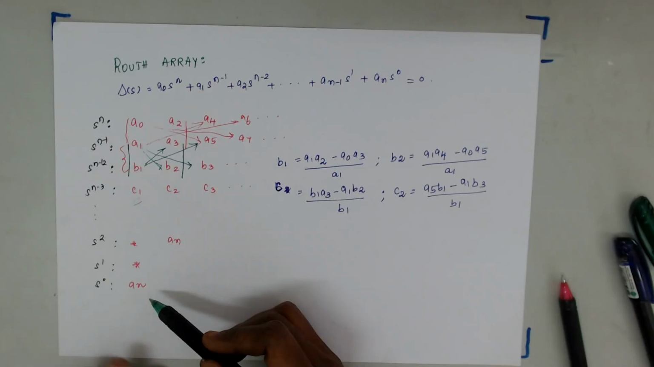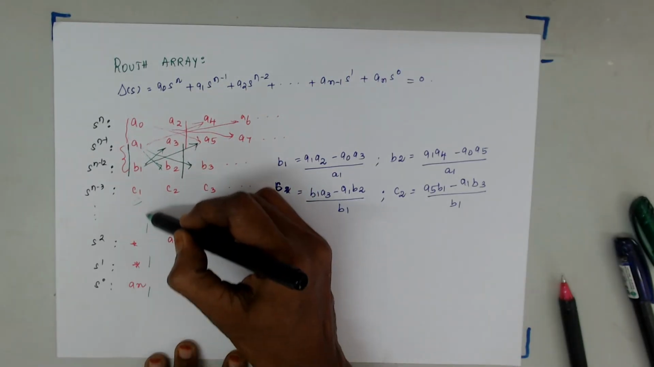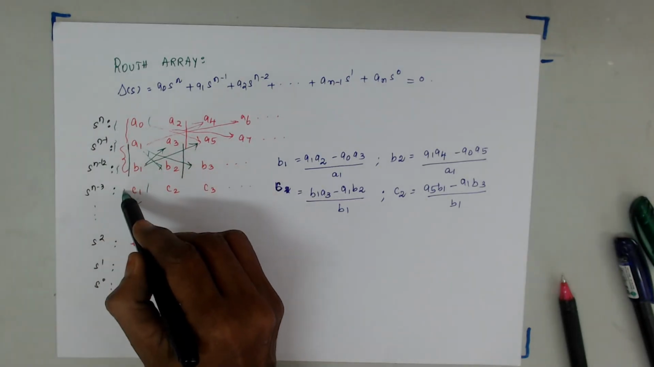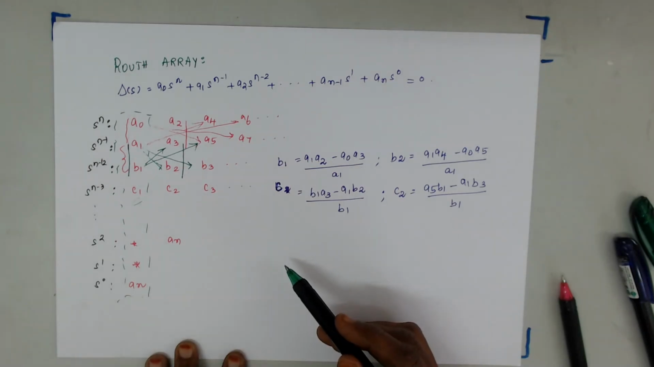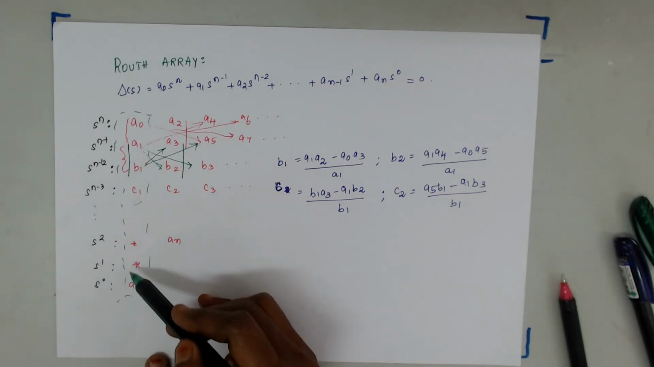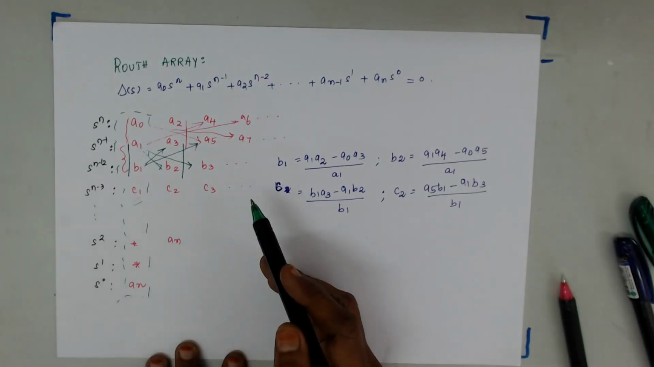Then after the construction of the Routh array, analyze the first column of the Routh array. So this is the first column of the Routh array. By analyzing this first column, we can check for the coefficients' sign. If all the coefficients are positive, as we have told earlier, then the roots will lie on the left hand side of the S-plane, so the system will be stable.